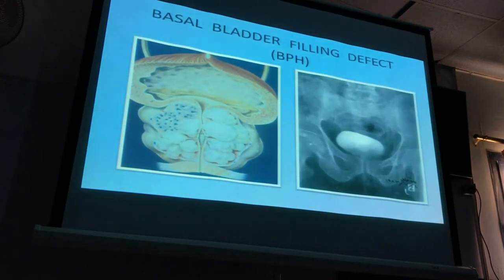It's very important, this X-ray, plain UT with IVP or intravenous pyelography, that will show a filling defect in the urinary bladder. The most common filling defect in the urinary bladder is the basal smooth filling defect. This is due to enlarged prostate. You know? Benign prostatic hyperplasia is a common disease in males above 60 or 50 years old, mainly 60.